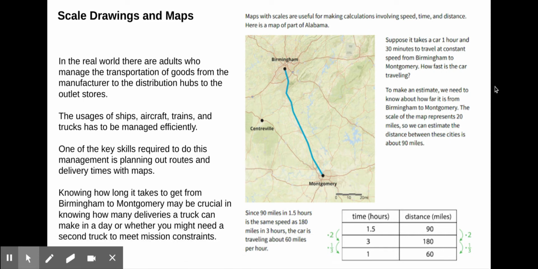Okay, today we're talking about scale drawings and maps, and this is more than just figuring out the scale and what distance in inches equals what distance in feet, or what distance in inches equals what distance in miles. It relates to a little bit more also. It relates to travel and it relates to planning, which you'll see when you read through the notes here, because sometimes you need to plan things out.